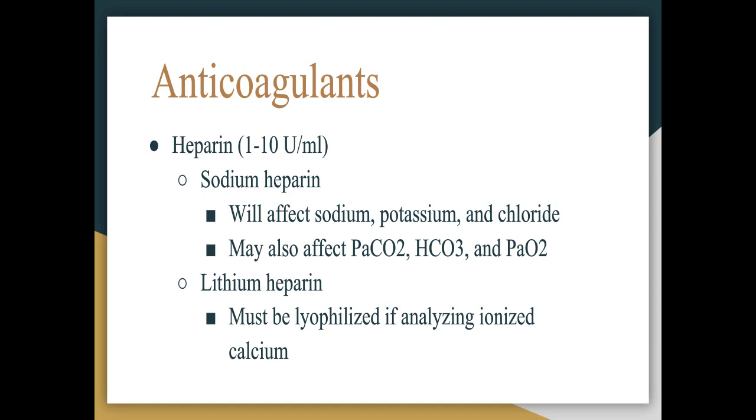Truly, 1 unit per milliliter of heparin is all that is likely necessary to anticoagulate your sample. Lithium heparin is probably more commonly used in its lyophilized form in pre-purchased syringes that have already been anticoagulated, and you must use this form if your analyzer has an ionized calcium and you are analyzing the ionized calcium.